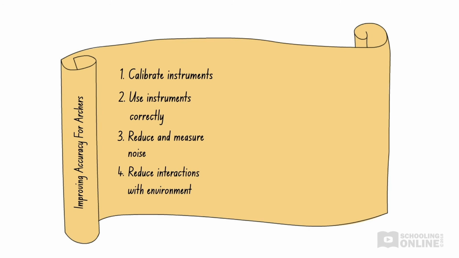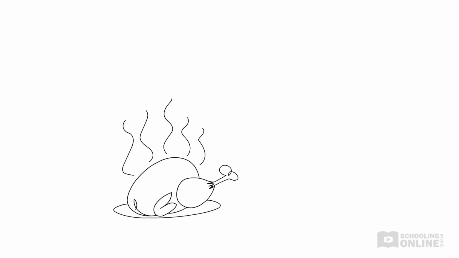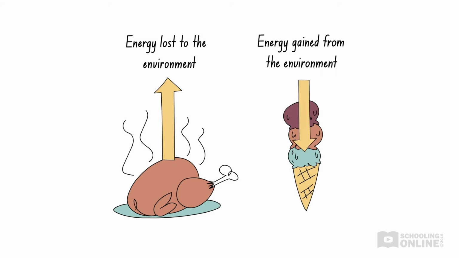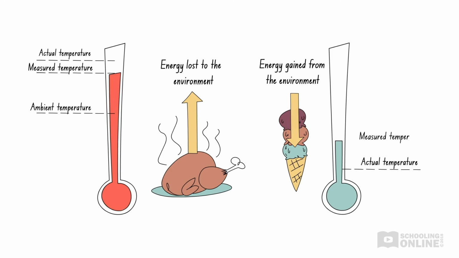One final method of minimising systematic errors is to reduce the amount of interactions between our experiment and the environment. This is particularly important in the topic thermodynamics, where you measure temperature changes and thermal or heat energy. Whenever we heat something up, it will lose thermal energy to the environment and cool down. Similarly, if we cool something down, it will gain thermal energy from the environment and warm up. Therefore, our measurements will demonstrate that hot objects are cooler than we expected, while cold objects are warmer than we intended.